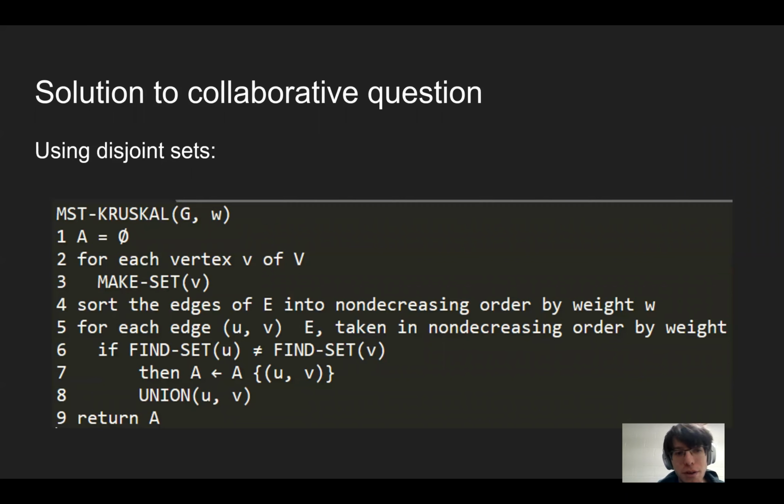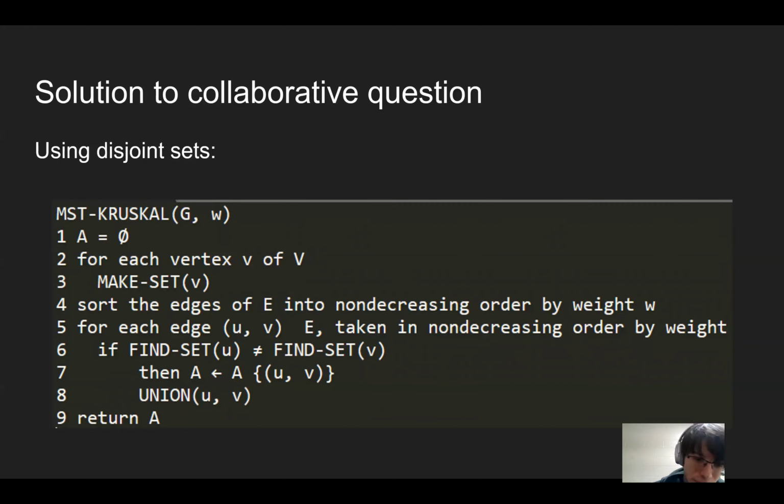Okay, using disjoint sets. This is where we see why union find is so great for this problem. So you start with an empty set, and then for each vertex V, you make a set of it, so it's a set by itself. Then you sort the edges in non-decreasing order. So basically, you sort the edges by edge weight. And then for every edge taken in that order, if find set of U is not equal to find set of V, then that must mean that they're part of different sets. So we want to choose the smallest edge which combines the sets. Well, because it's already sorted, that is literally the edge UV.